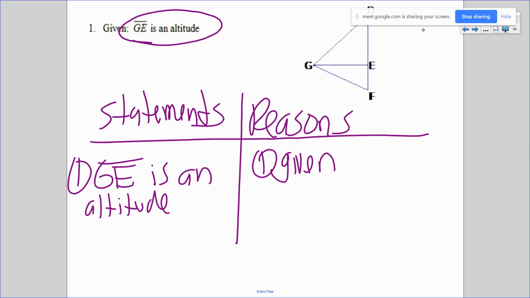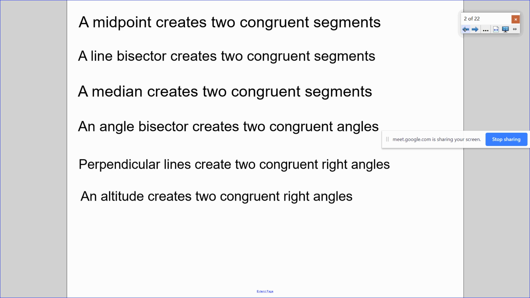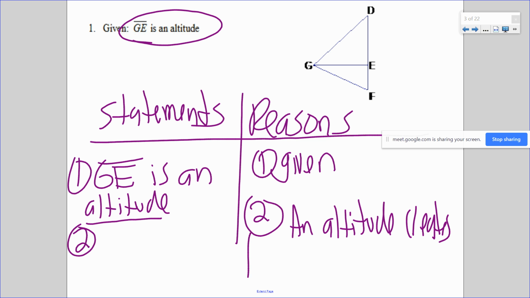Now, I like to always do the second reason before the second statement. I'm going to be using my altitude definition. So I can refer to my list if I don't have it memorized yet. And an altitude creates 2 congruent right angles. So that's going to be my second reason. An altitude creates 2 congruent right angles.